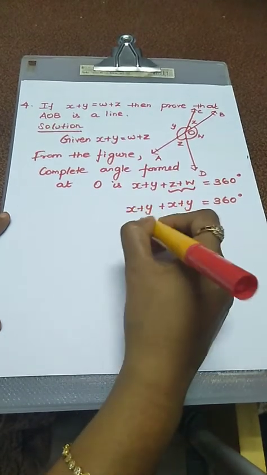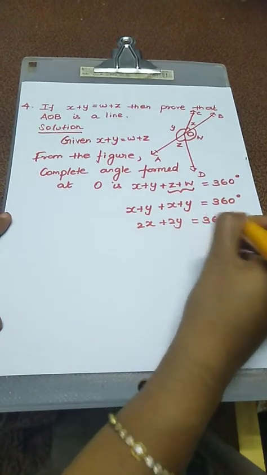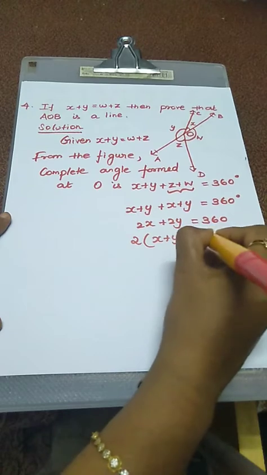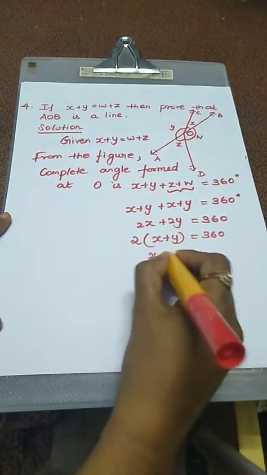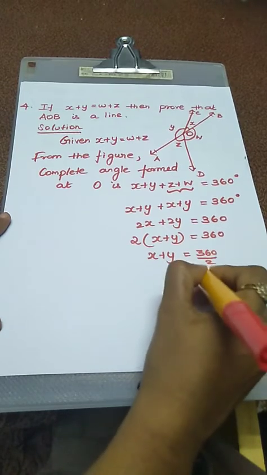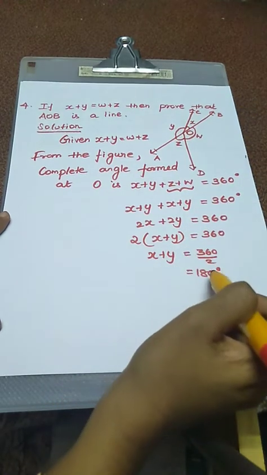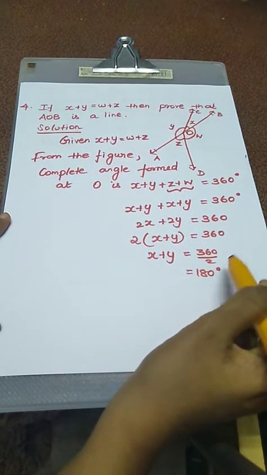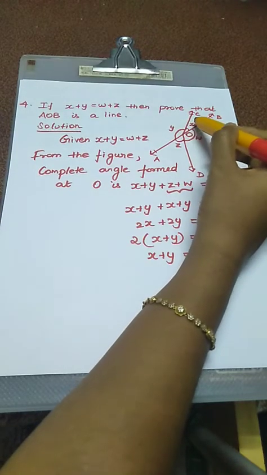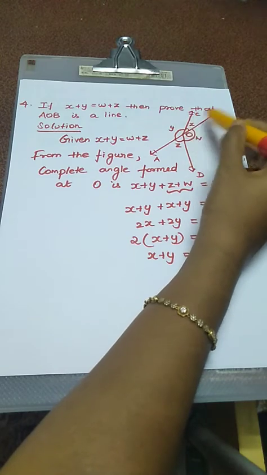So 1x plus 1x is 2x, 1y plus 1y is 2y, equal to 360 degrees. Take the common value 2, so 2 times x plus y is equal to 360 degrees. Now x plus y is equal to 360 by 2. What is that? 180 degrees. Now we get x plus y is equal to 180 degrees. These are adjacent angles. X and y are the adjacent angles formed by the ray OC. This ray OC stands on AB only.